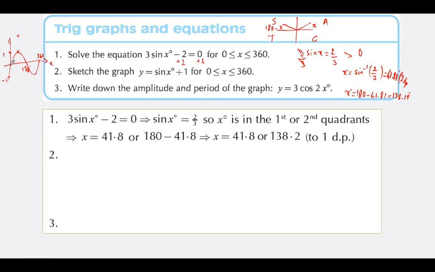That 0 there, I'm going to add 1 to it. It's going to go to 1. That 0 there, add 1 to it. That -1, if I add 1 to it, it becomes 0. And that one there will move up there.